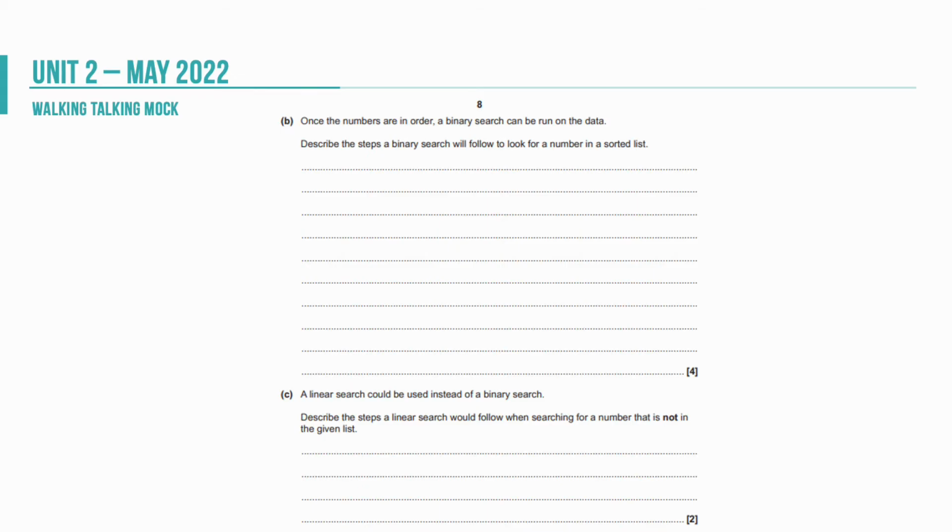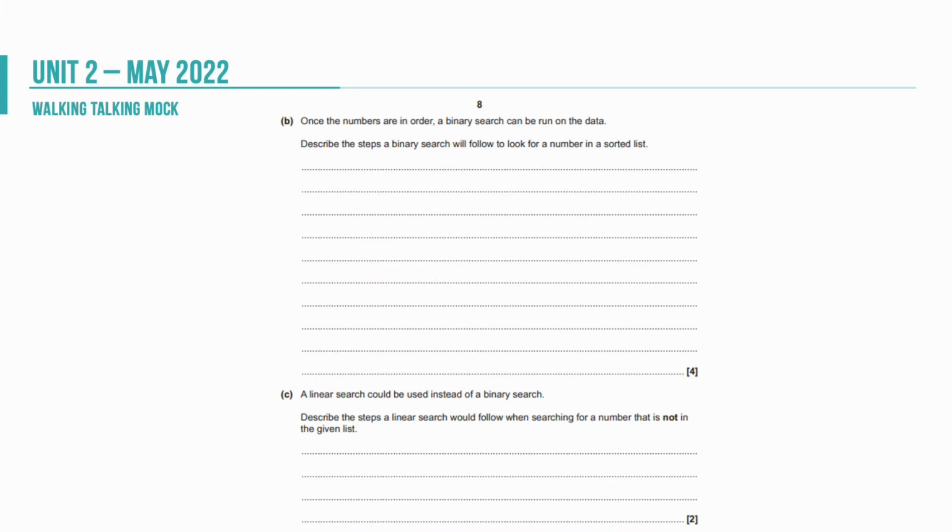We're then asked to look at some of the searching algorithms, and we know within our searching we've got a binary search and a linear search that they might ask us about. In this example, they've actually asked us about both of those. Once the numbers are in order, a binary search can be run. Describe the steps in a binary search.